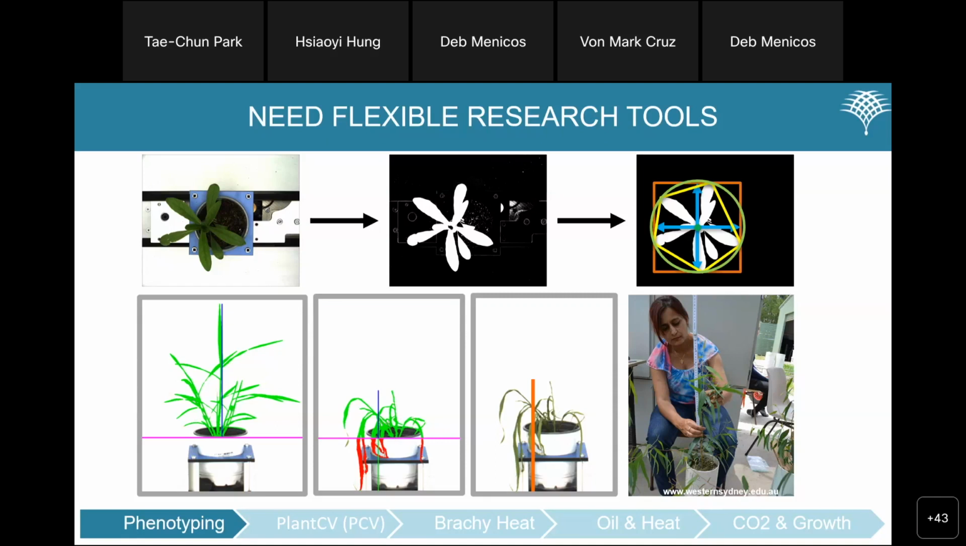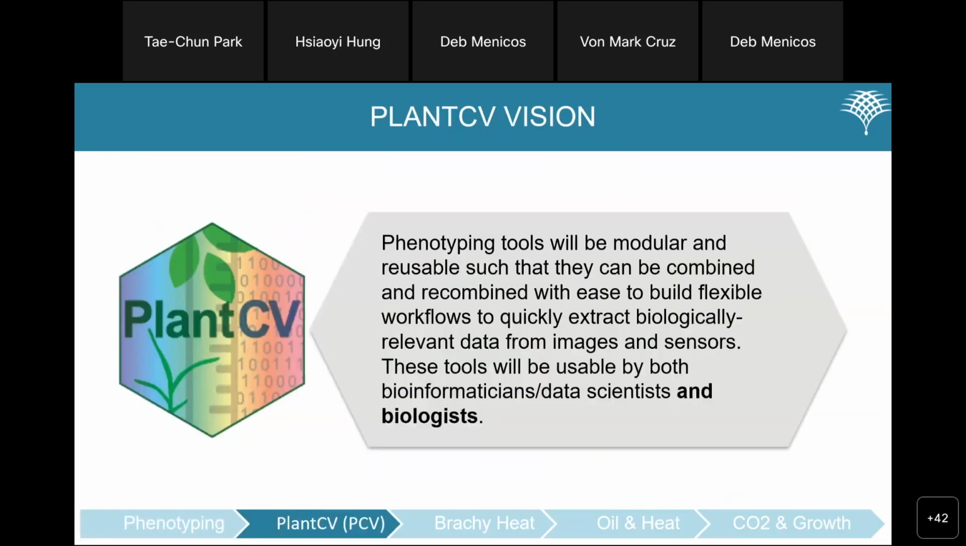And so just as an example, we had software engineers that defined plant height as this orange line. And there's plant material up here at the top and plant material down here at the bottom. But that's not what a plant biologist might consider the height of that plant. And so we needed flexible research tools that we could define so that it would make it easier for us to actually publish those results in the end. And so that's when, as postdocs, we started to develop a project called PlantCV.